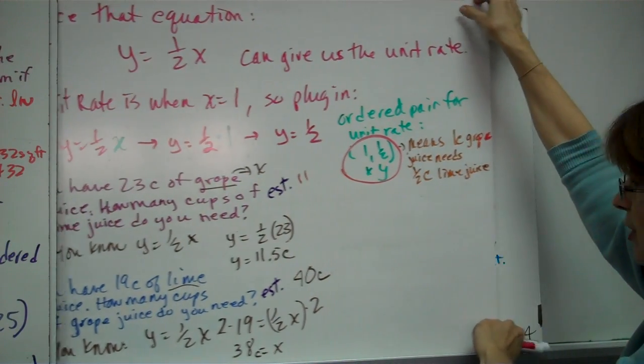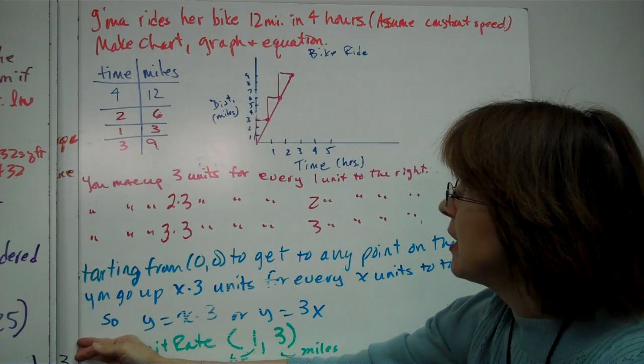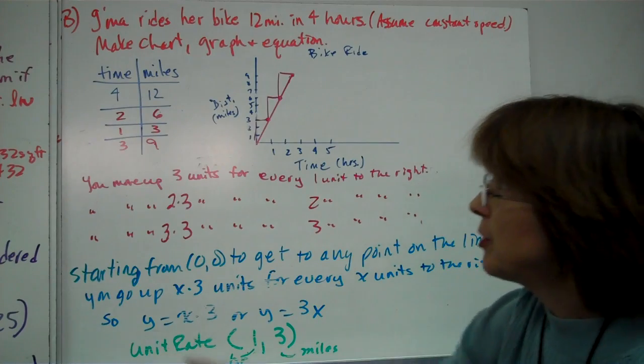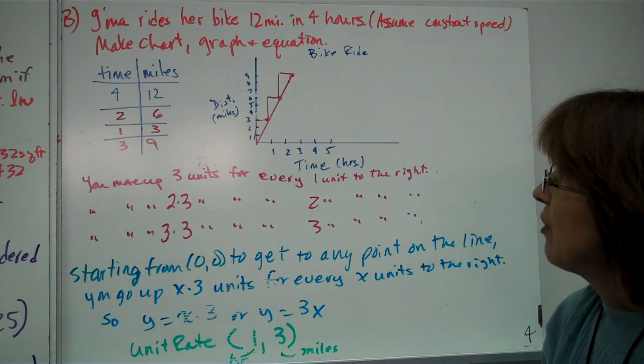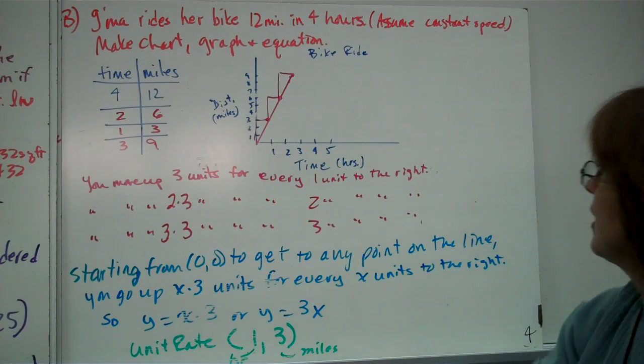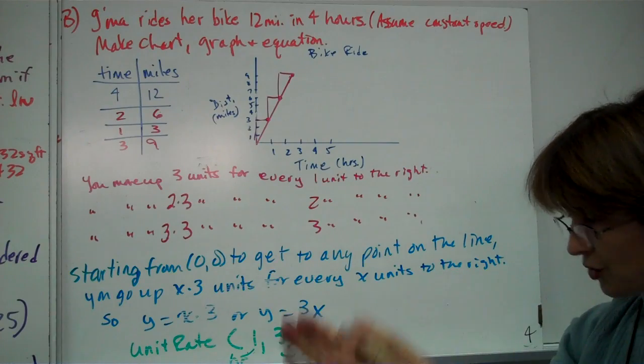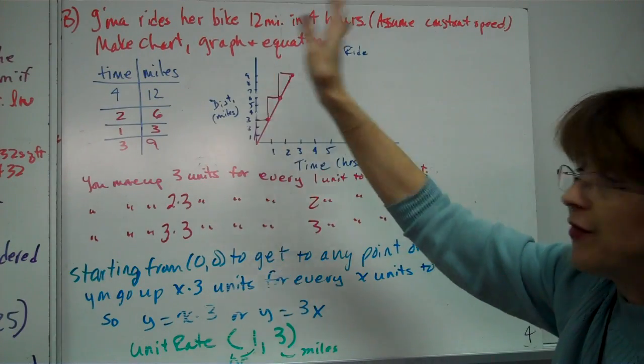Okay, so let's do another example, and then that'll be it, and then we'll talk about it more in class. Okay, so example B. Supposing Grandma rides her bike 12 miles in 4 hours. She's getting her exercise. That's good. And you want to assume she has a constant speed. She just keeps on trucking. She just goes. So you want to make a chart, a graph, and an equation.